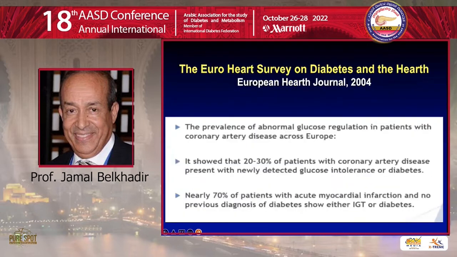In the Euro Survey on Diabetes and the Heart in 2004, on the prevalence of abnormal glucose regulation in patients with coronary artery disease across Europe, it showed that 20 to 30% of patients with coronary artery disease present with newly detected glucose intolerance or diabetes, and nearly 70% of patients with acute myocardial infarction and no previous diagnosis of diabetes show either IGT or diabetes.